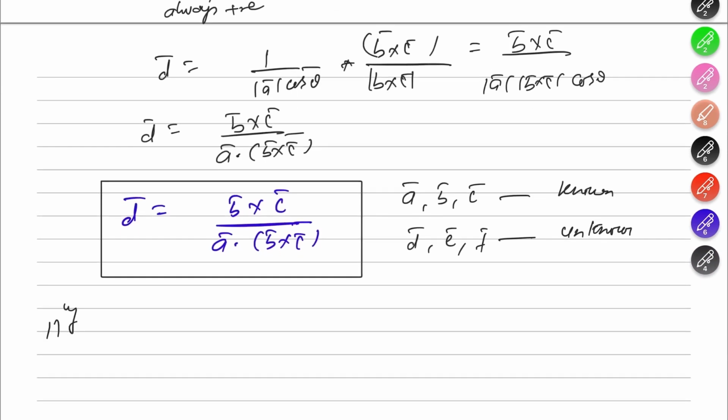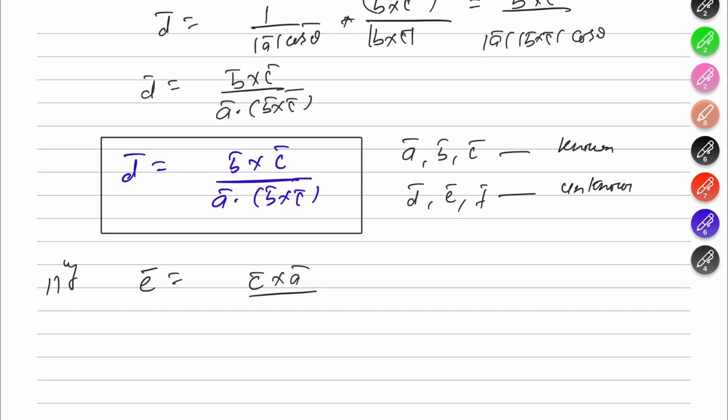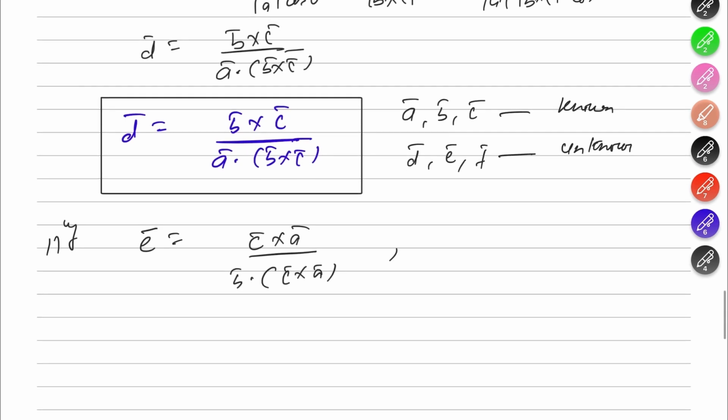Similarly, with the same logic, we can find the vector E. So vector E is again C cross A upon B dot C cross A. And similarly vector F, A cross B upon C dot A cross B. So this is how we can find the vector D, vector E, vector F.